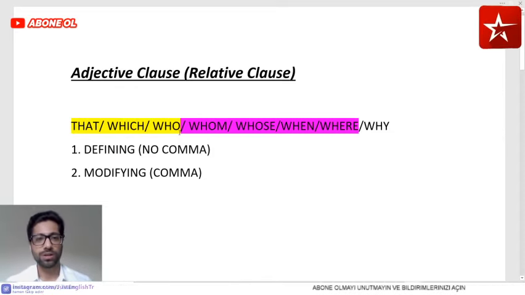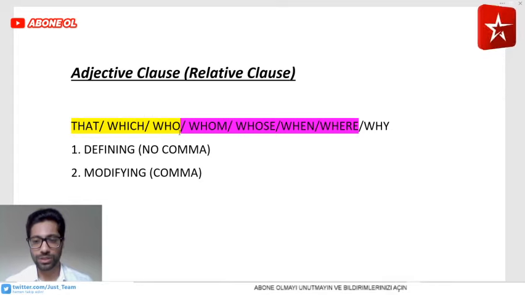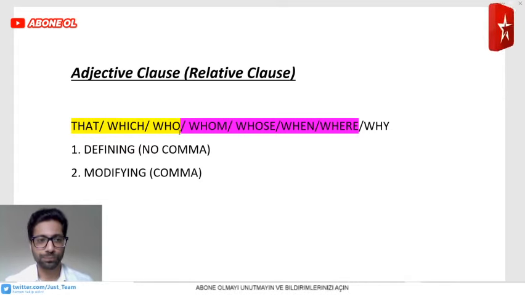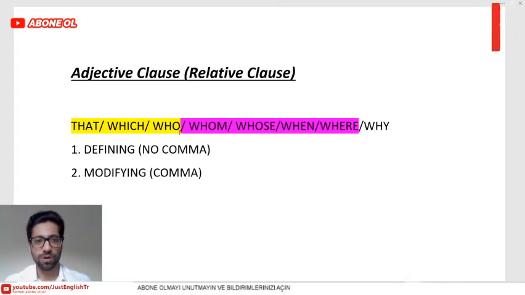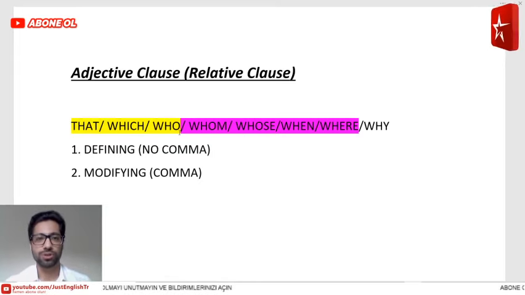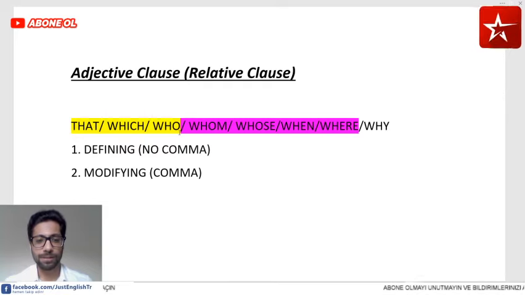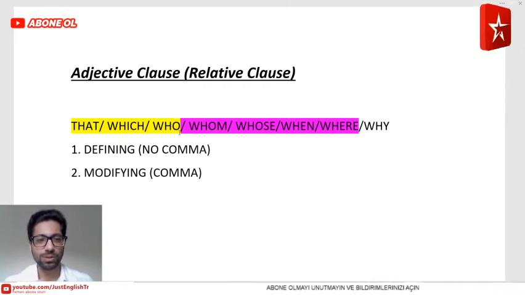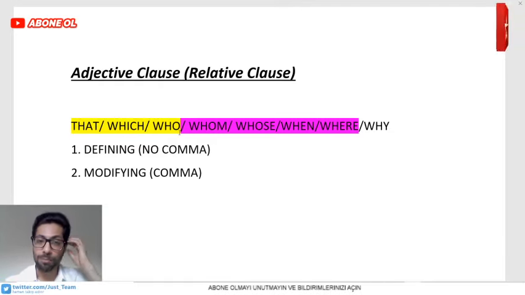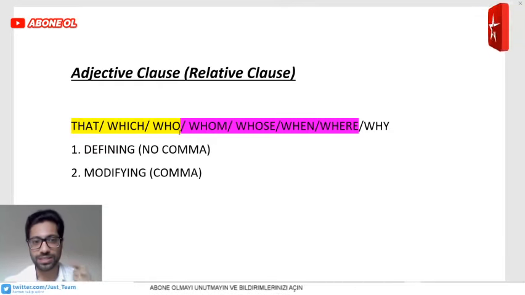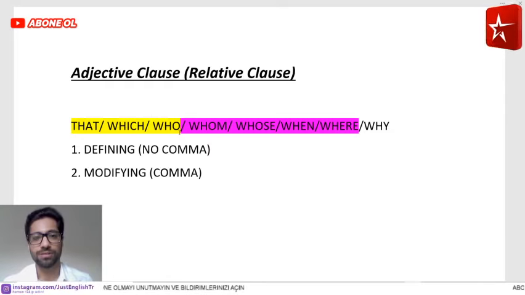Today we are going to talk about adjective clause, or they call it in some books a relative clause. Now let me introduce myself. My name is Ali. Today I will do the grammar part for upper intermediate, adjective clause and relative clause.